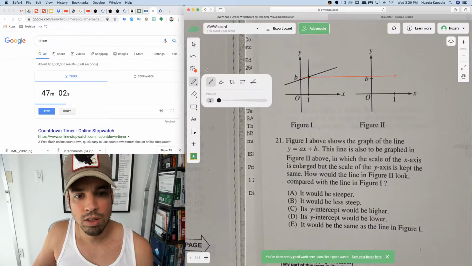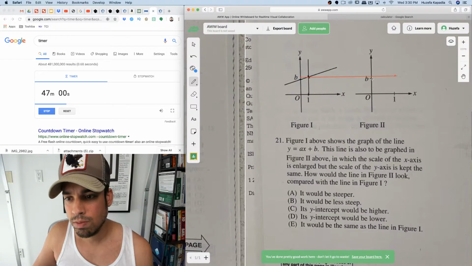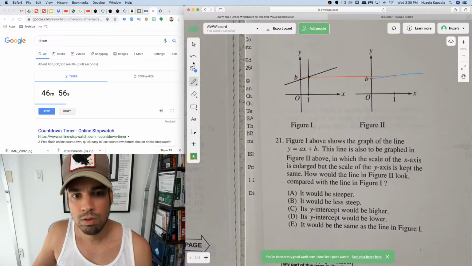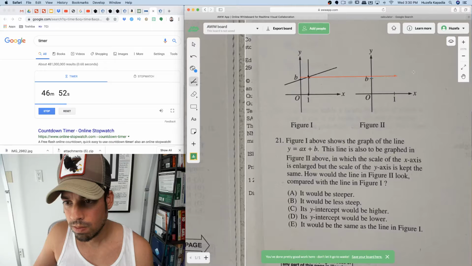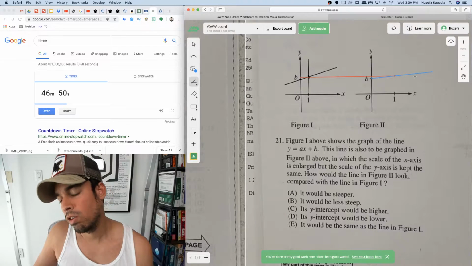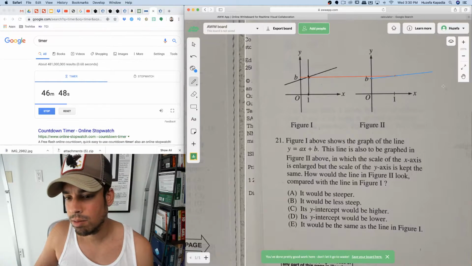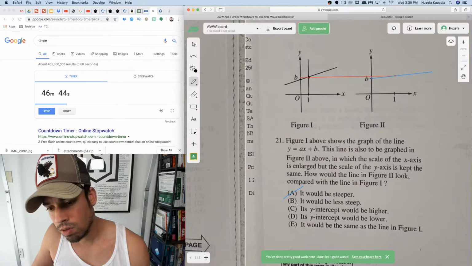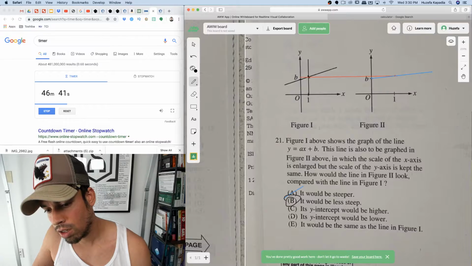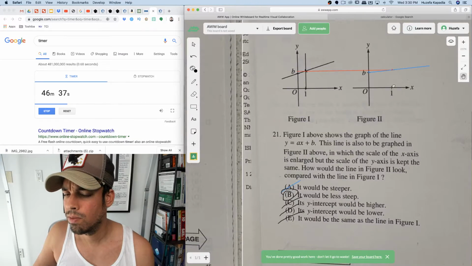And so now the new line would be, if I did it in blue, oops, I need a line. So you can see it would be less steep. The y-intercept doesn't change. It would not be the same. All right.